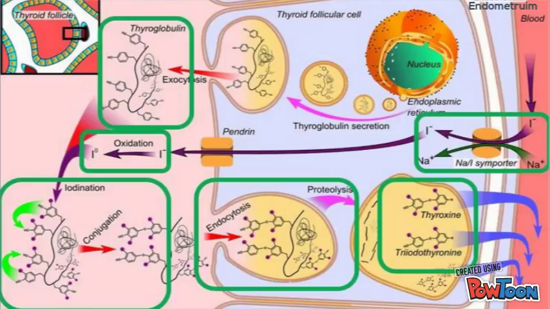Once it is back in the follicle, lysosomes attach to the thyroglobulin, which finally, in step 7, the lysosome enzymes cleave T4 and T3 from the thyroglobulin via proteolysis. MCT8 and other transporter proteins then move the hormone from the basal membrane into the capillaries, so that once in the bloodstream, the hormone can go to target tissues.